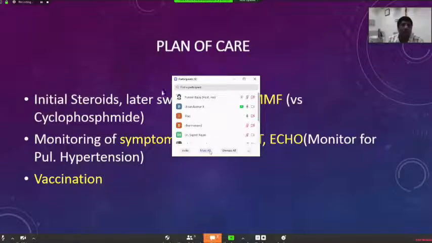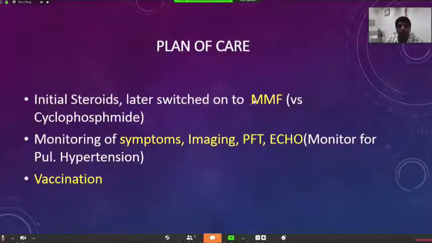Now the plan of care. For lung dominant CTD-ILD, initial steroids were slowly tapered, and the patient was started on MMF as the drug of choice when it comes to predominant lung involvement, versus cyclophosphamide, because of the reproductive age group. We didn't want the fertility factor adding a major impact.